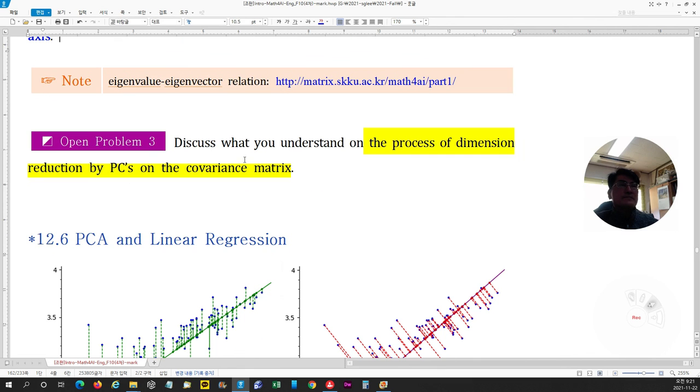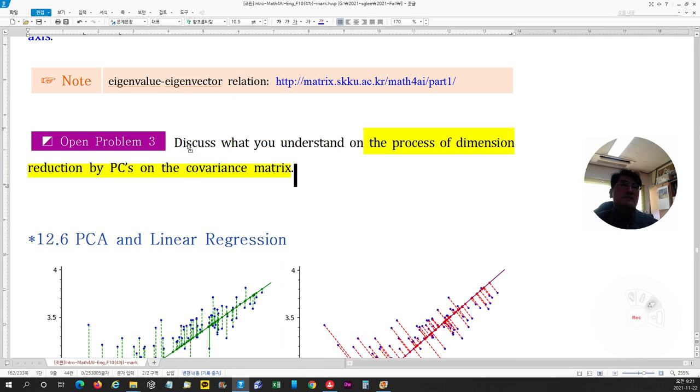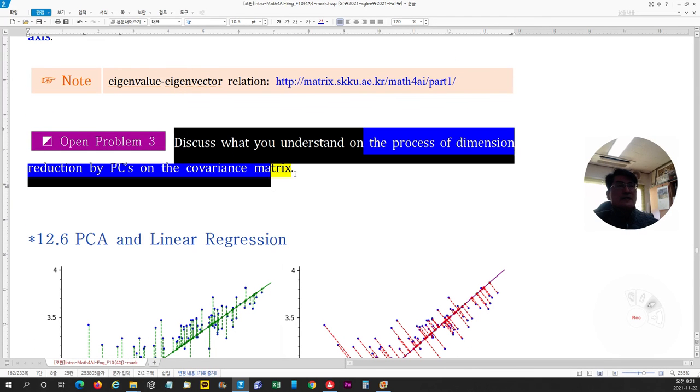Here's the open problem. Discuss what you understand about the process of dimension reduction by principal component on the covariance matrix, after you read the textbook.